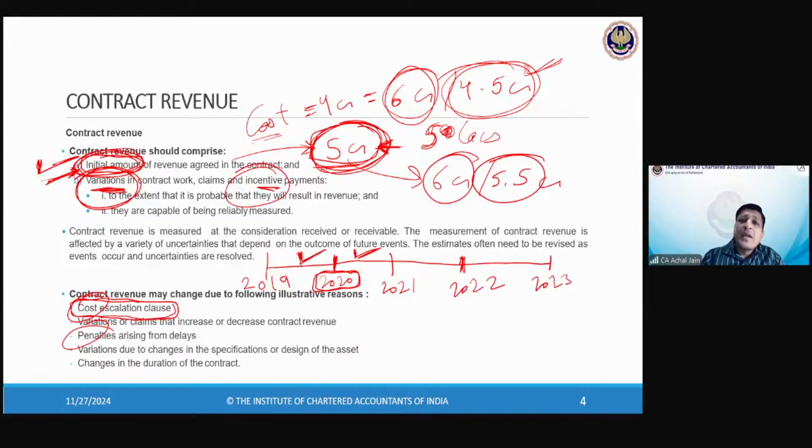So is that okay? The answer is no. Why? Because the acceptability of the customer is not there. Approval of the customer is not there on that particular amount. So till the time that is not there, the revenue in respect of that additional portion, or that decreased portion, should not be recognized. Why? Because if let's suppose there's a penalty, that should not be recognized. Clear on this? Everyone clear on this? Any questions on this?